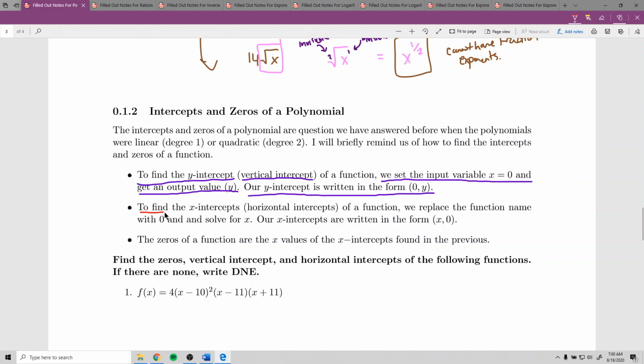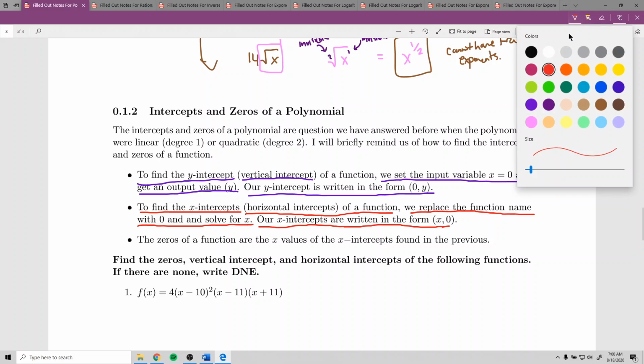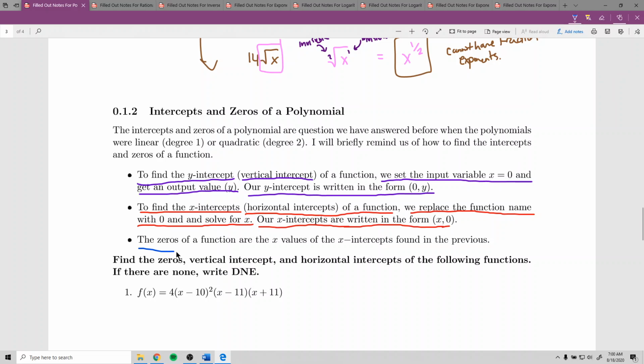To get the x-intercept, what do we normally do? We plug in y equals 0. But usually we don't have y equals, we have a function name, so we replace the function name with 0 and solve for x. And our x-intercepts are written in the form (x, 0). And then the last one, the zeros. We've talked about x-intercepts and zeros before. X-intercepts and zeros are pretty much the same thing, but the zeros are just the x value. It's not the ordered pair of the x-intercept.